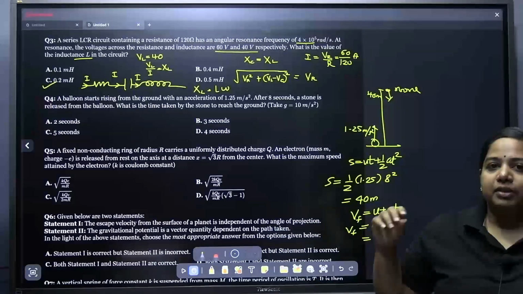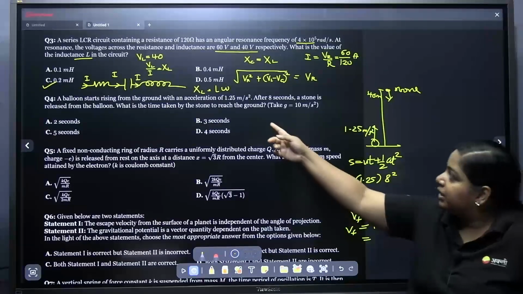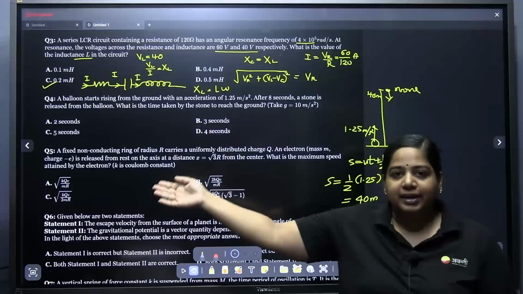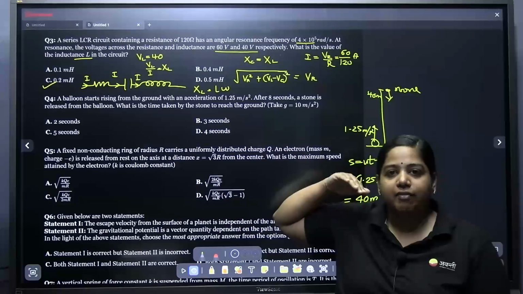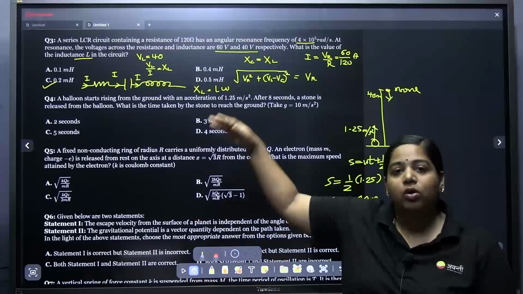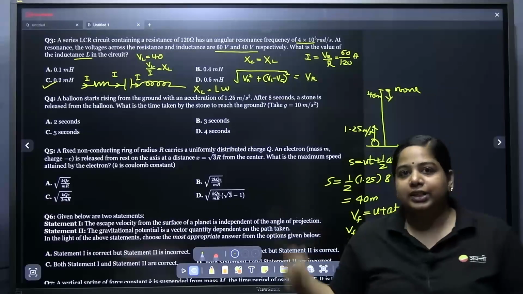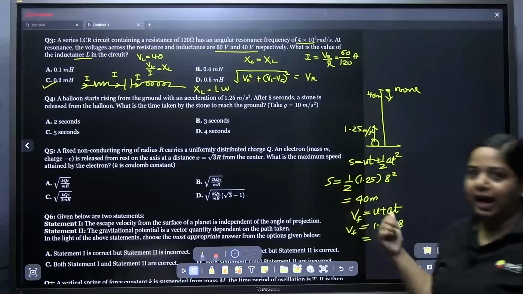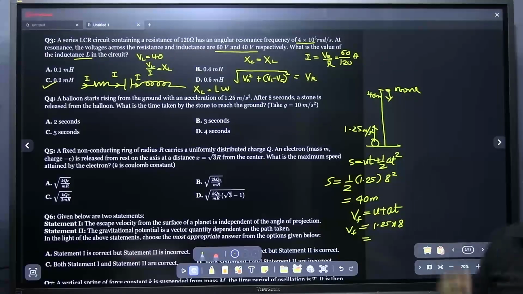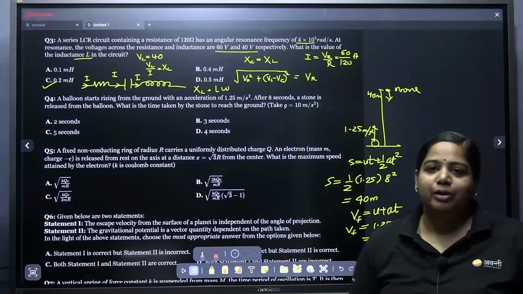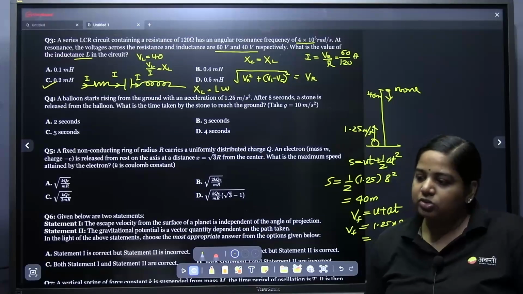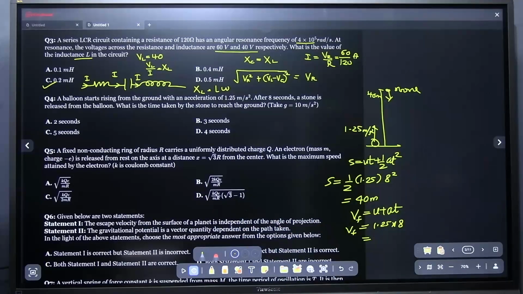Okay. The reason we are not separately considering it is that they are already giving the value of acceleration, how it is accelerating upwards. So they have already included g in that. That's why we are not separately adding it. And if you want to add g, the mass of the balloon is also not specified. So we don't have to add that.